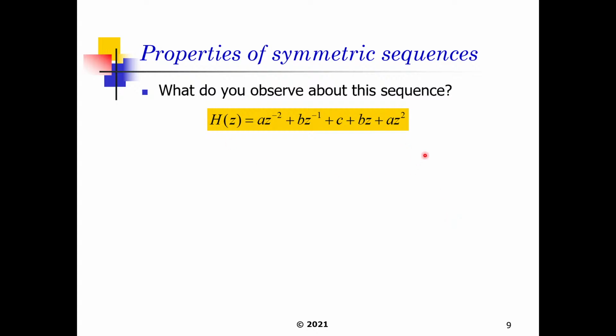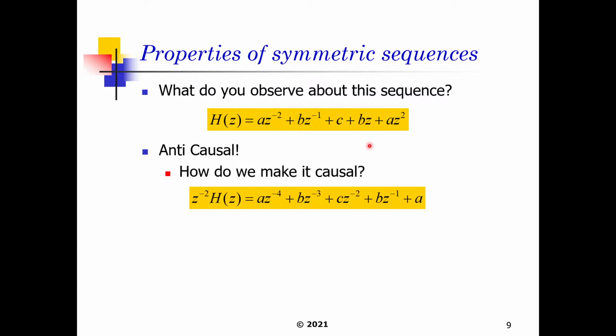Similarly, when we observe the same symmetric sequence that we see here, this is also an anti-causal symmetric sequence because we have positive powers of z. In order to make it causal, we just need to delay the entire signal by z to the minus 2. That way we only have negative powers of z and a constant value. And this z to the negative 2 here is basically a time delay that we introduce from the z domain aspect. So this means that we just delay the entire signal by 2 samples, which is going to be z to the minus 2 here accordingly.